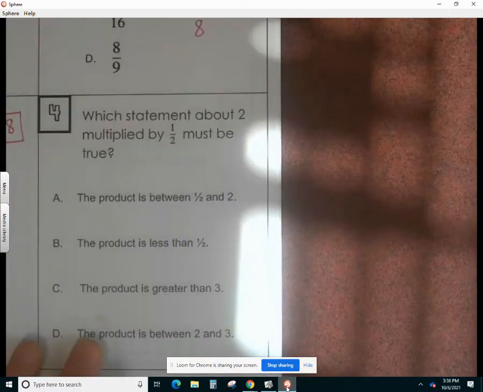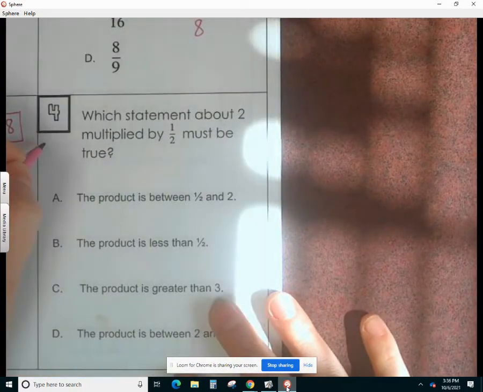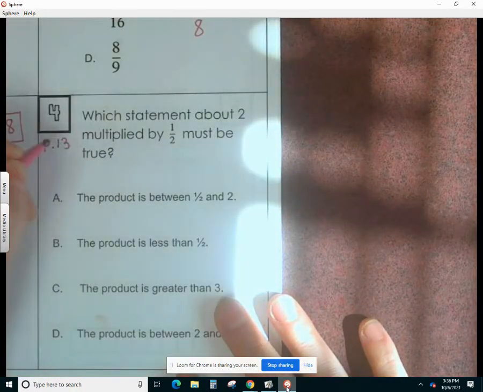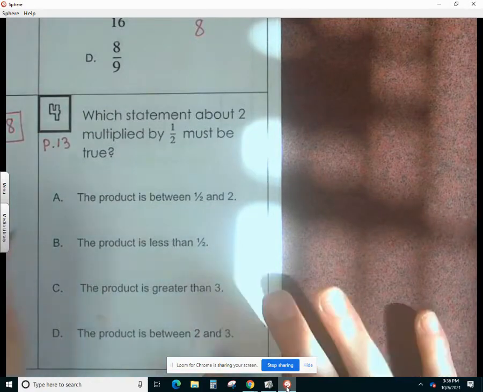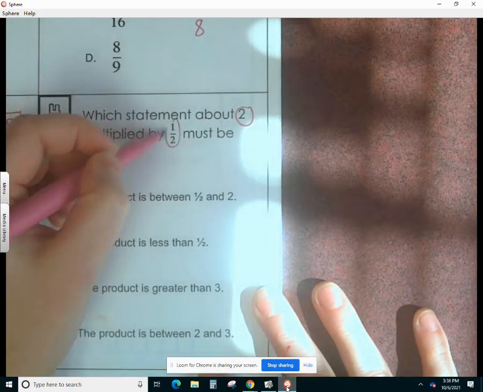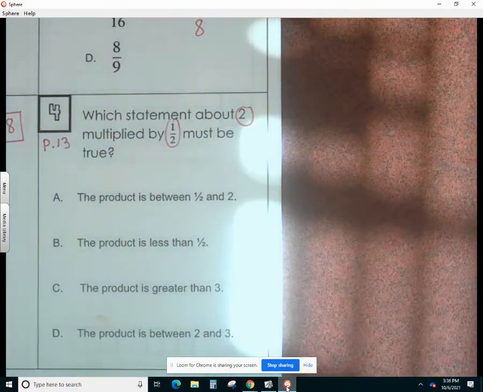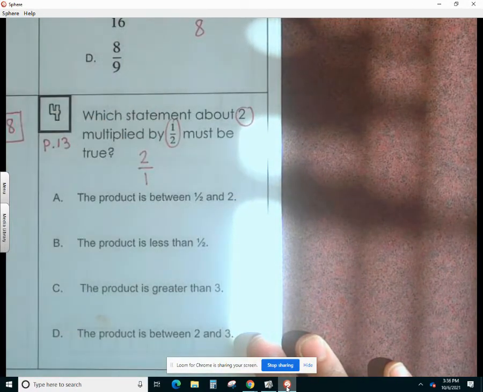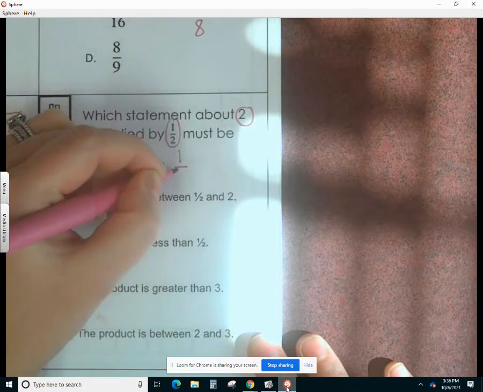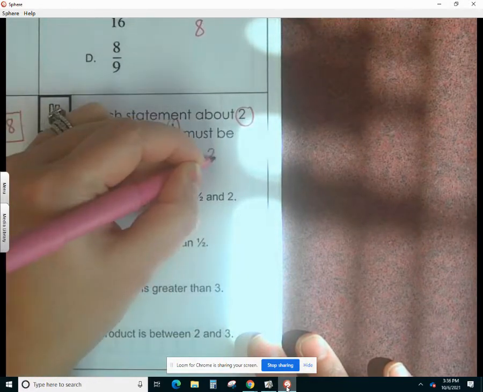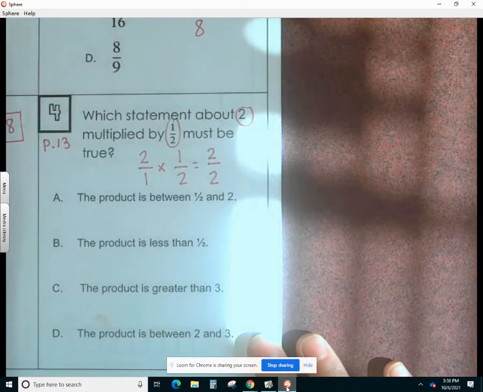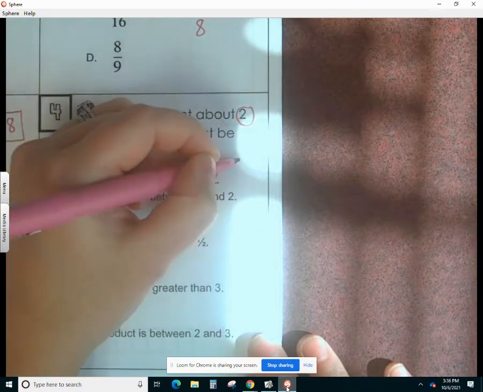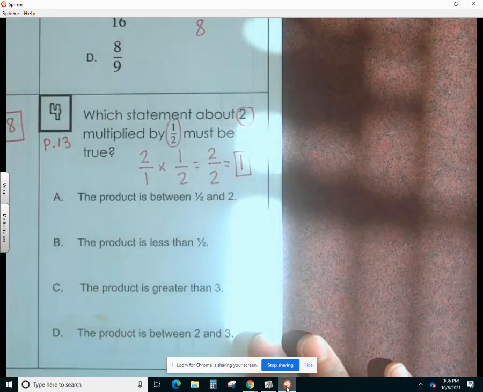Next problem is about multiplying fractions. So again, that's going to be on page 13. And we don't want to just guess what would happen if we multiply these. We want to actually multiply them. And so 2 would become 2/1. 2/1 times 1/2. That gives me 2/2. Anytime our numerator and denominator are the same, that's equal to 1 whole.